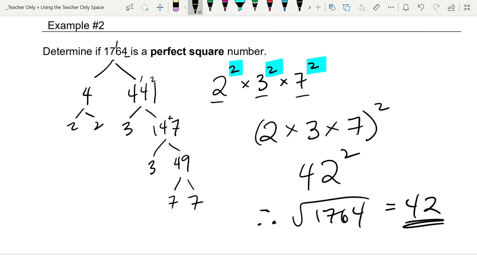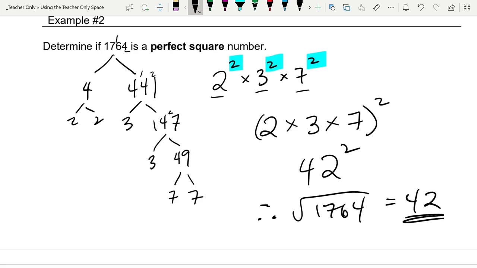All right, so that's square rooting. Question? No? Oh, sorry. It looked like you had a question. Okay. Any questions from home? All right. Let's move on.